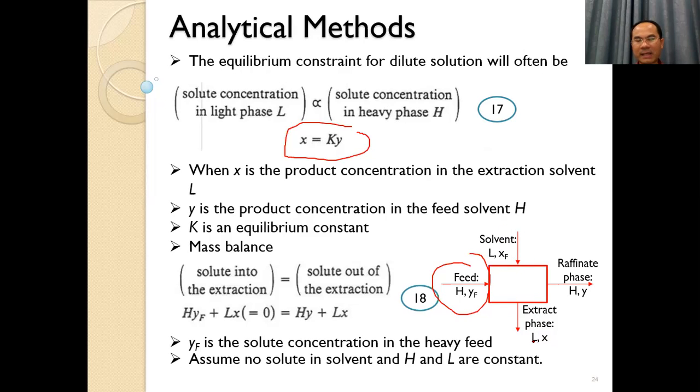X is the solute concentration, or fraction of solute, in the light phase, or we call it the extract phase. Please remember that the output of the heavy phase we call the raffinate phase. The output of the light phase we call the extract phase. Our products are in this phase. That's why this is our product.